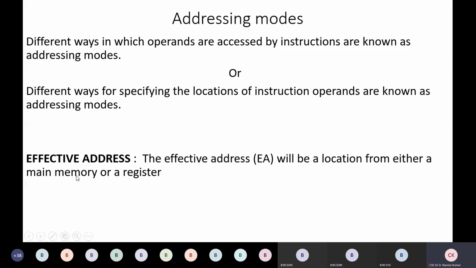Before that, we will look at what an effective address is. The effective address is a location in either main memory or a register. So any location in main memory, that is RAM, or a processor register, that location's address we call the effective address. Simply, you can say it is the actual address.